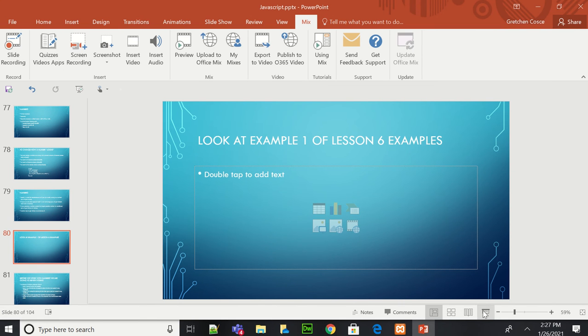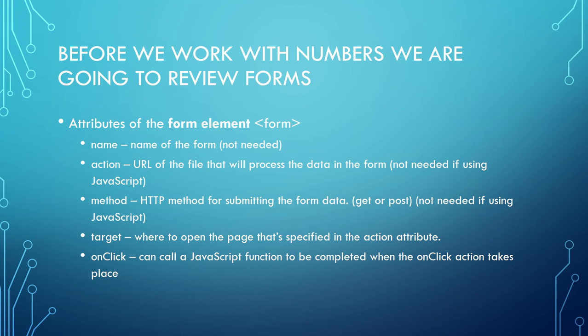Now let's go back over here to our notes. Before we work too much with numbers, we are going to review forms. The attributes for the form element are name, which gives you the name of the form. You don't necessarily need that. Action, the URL of the file that will process the data in the form. We're going to be using JavaScript right now, so we will not need that. The method is the HTTP method for submitting the form data. You can use get or post, and again, since we're using JavaScript, we don't need that right now. Target is where we are going to open the page that's specified in the action attribute. And then onClick is what we're going to use most often to call a JavaScript function.